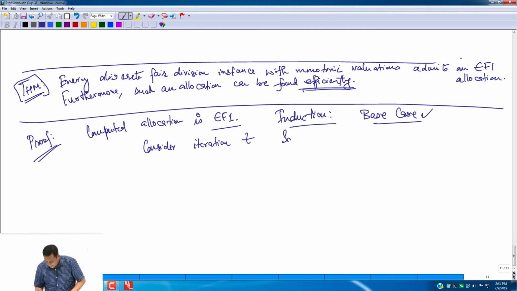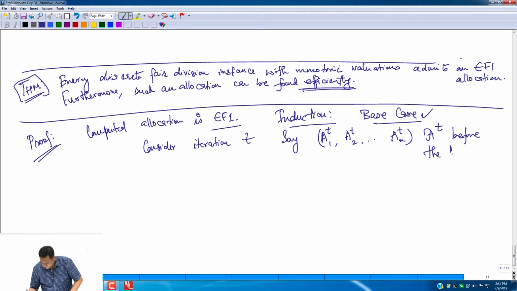So the superscript is now the timestamp t. So this is the partial allocation before the tth iteration. So this is EF1 by the inductive hypothesis.